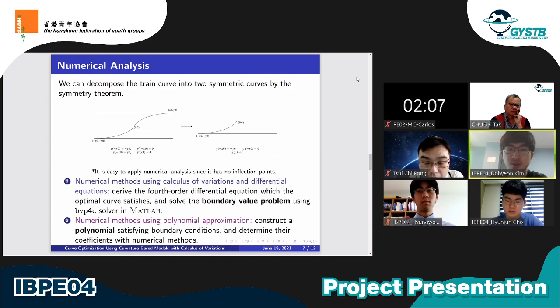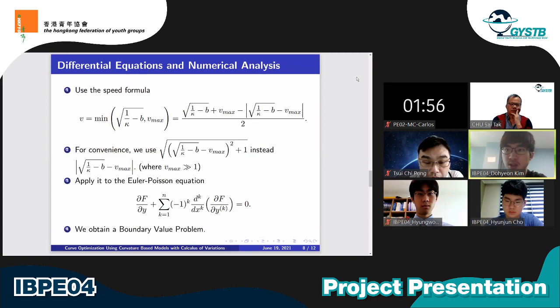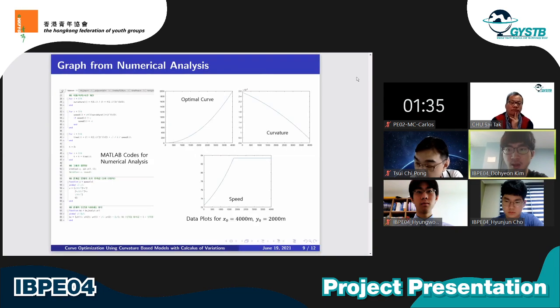To do the numerical analysis, we tried two kinds of ways. The first is using calculus of variations, and the second is using polynomial approximations. In calculus of variations, we use the adjusted speed formula, and to make it differentiable, we use a square term instead of the absolute value. We applied it to the Euler-Poisson equations, and we can obtain a boundary value problem which the optimal curve must satisfy. We solved that BVP by using the BVP solver from MATLAB, and we could get the solution curve from any given initial conditions.